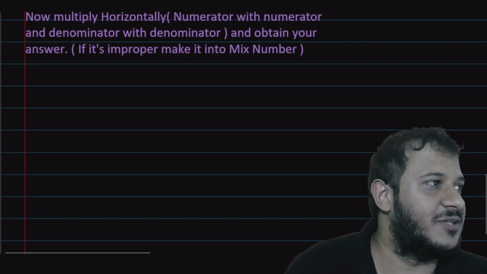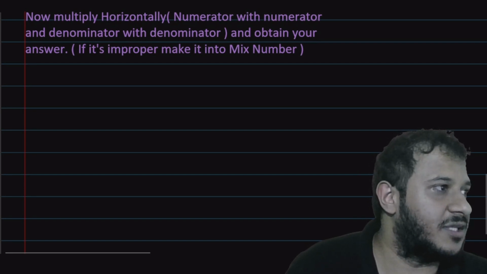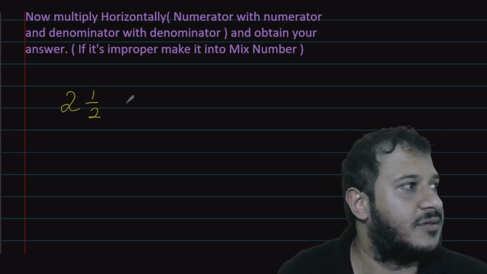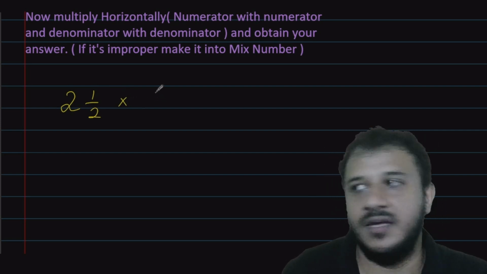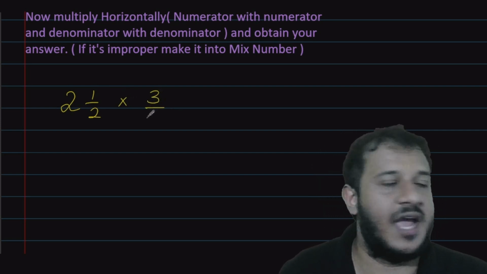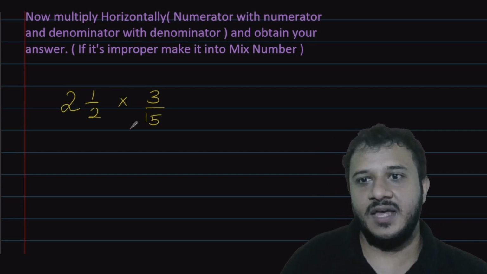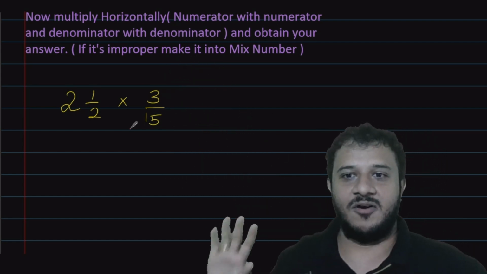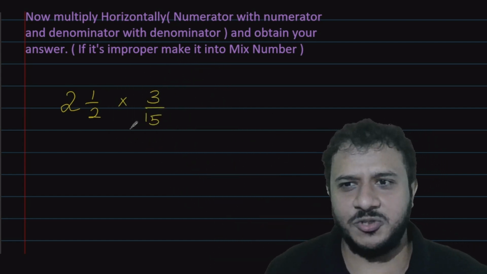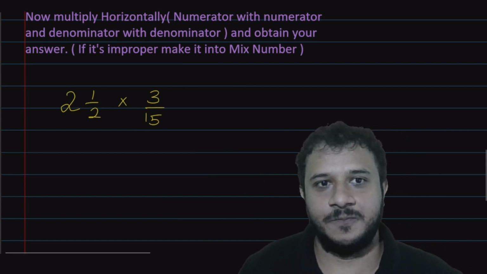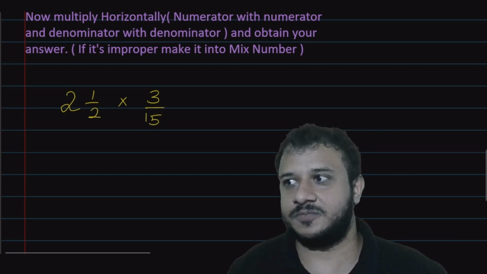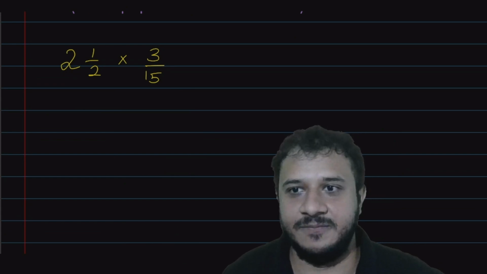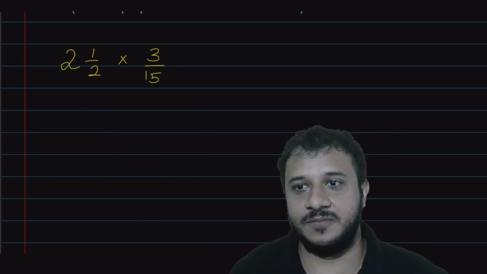Alright. Okay, let's do a question together. Now, let's say that I got a 2 and 1/2 multiplied by 3/15. Can somebody quickly tell me, are both of these fractions already? Is everybody good to go? Or should I do something before?